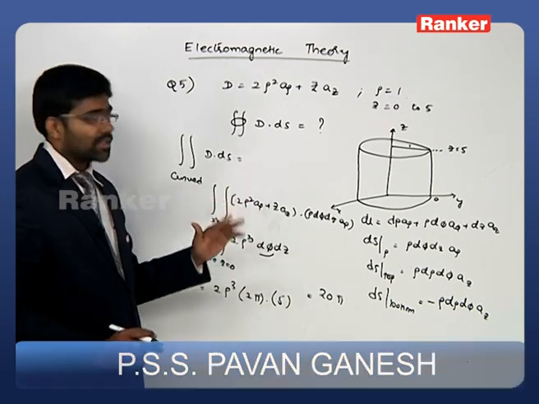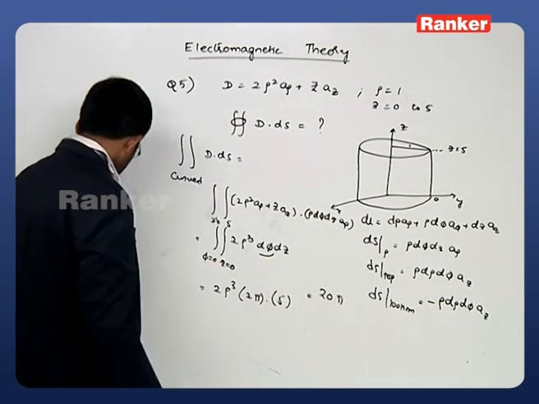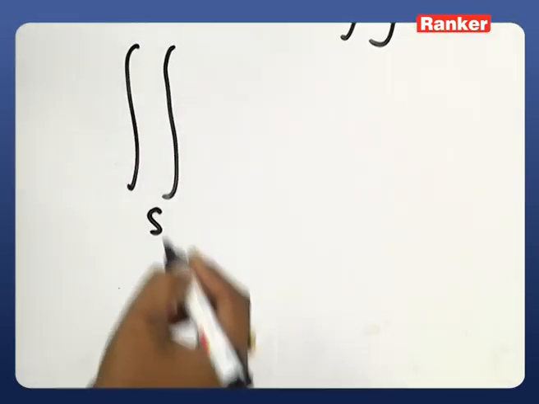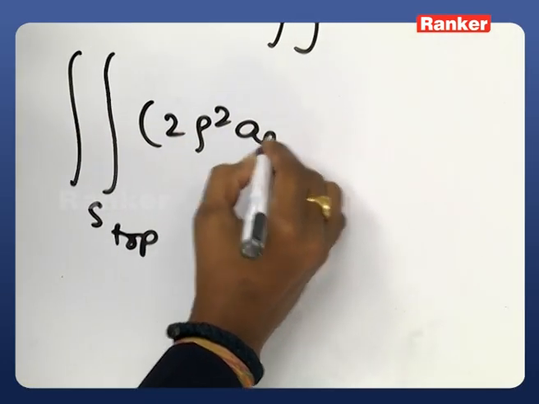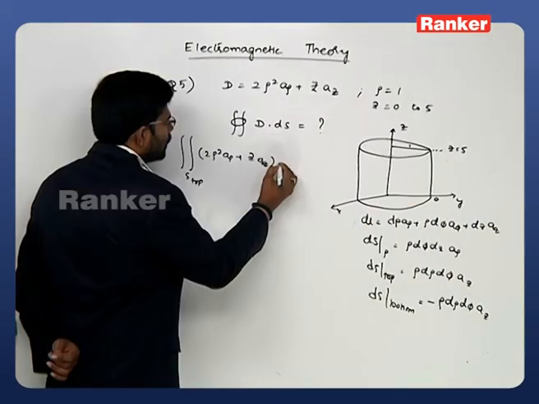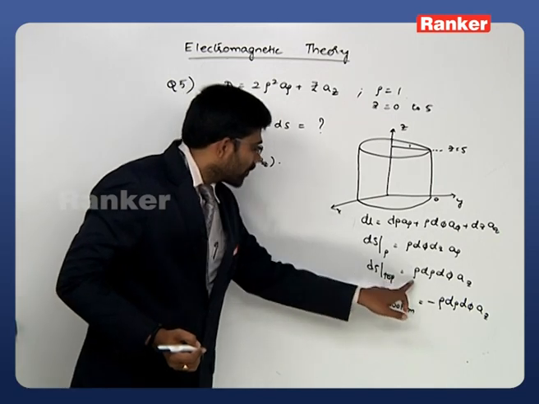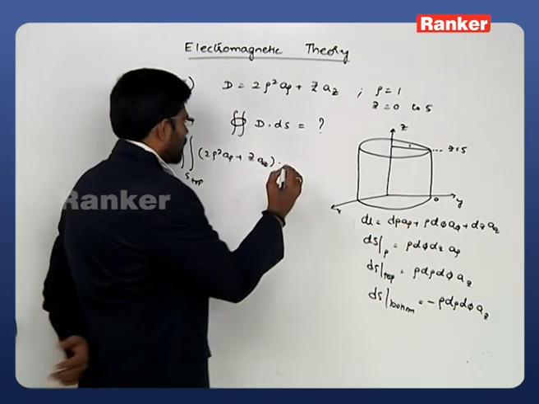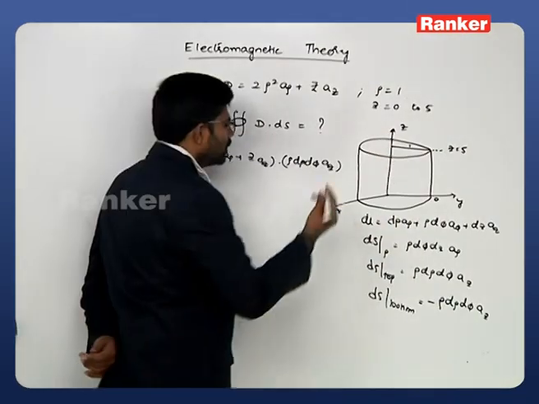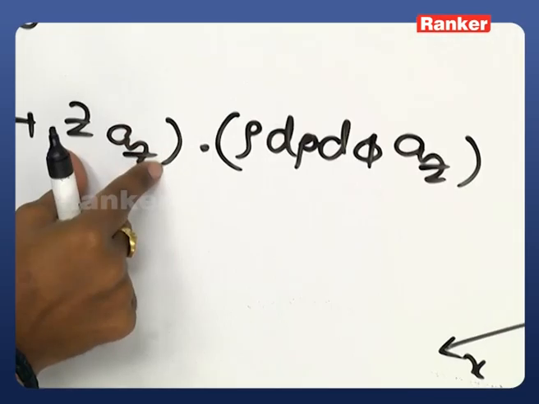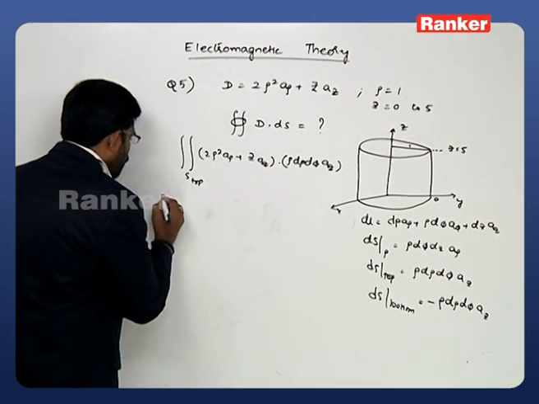Still we have two more surfaces, that is the top surface and the bottom surface. We need to substitute those two also, right? Now the surface integral for the top: substitute this D, 2 rho square a rho plus z az, dot the differential surface for the top, which is rho d phi az. Now once again only this z term remains for us; the remaining terms vanish, since the dot product gives you 0, no need to consider them.